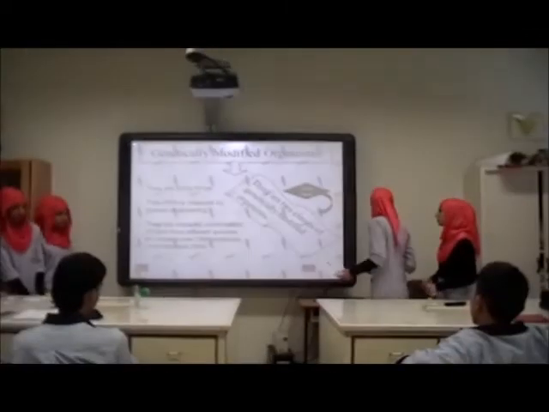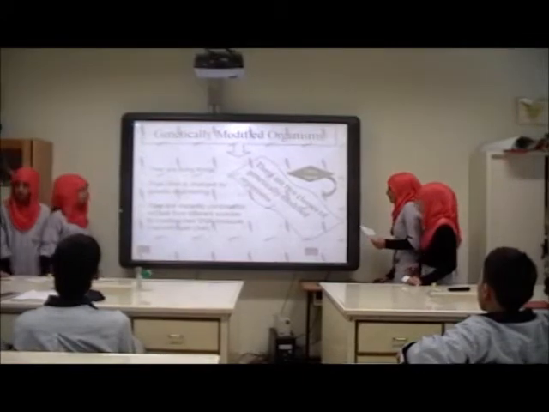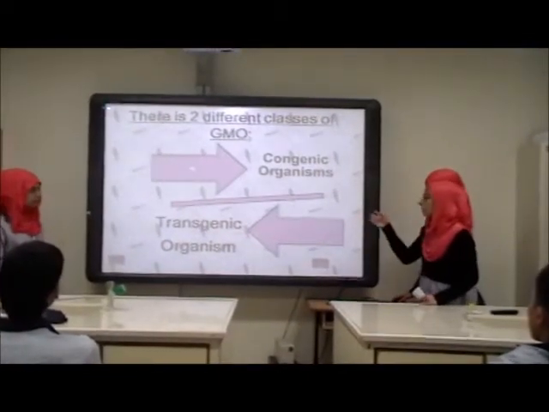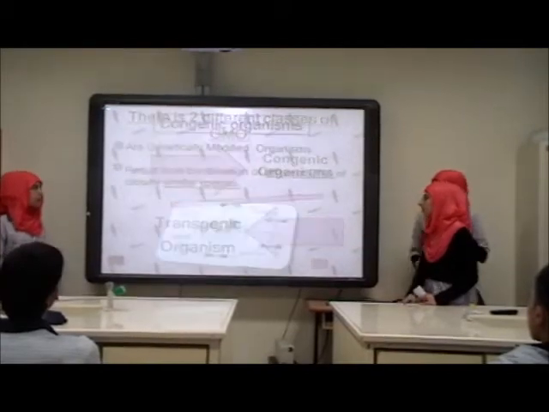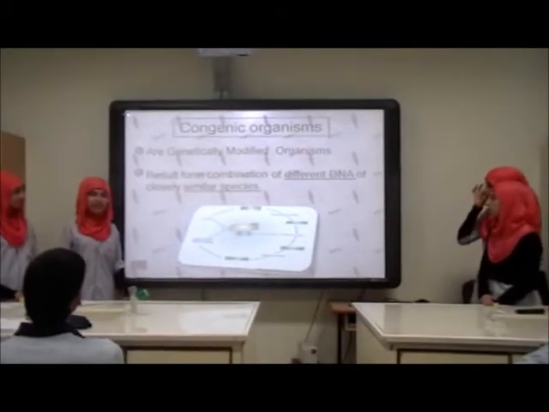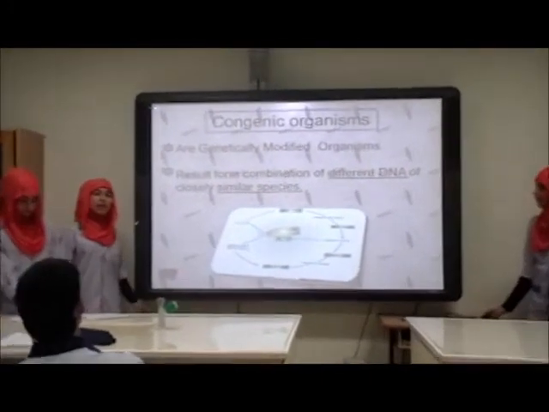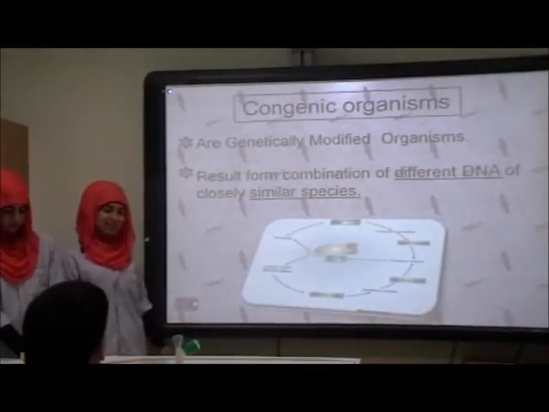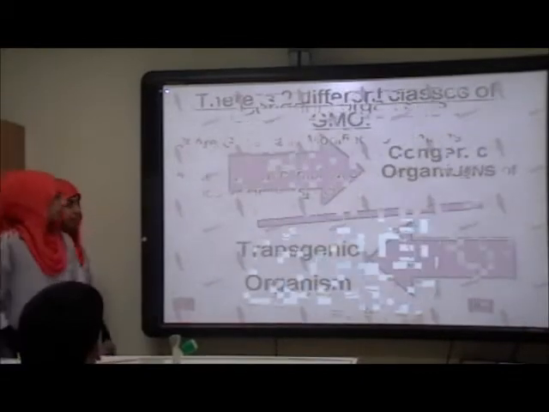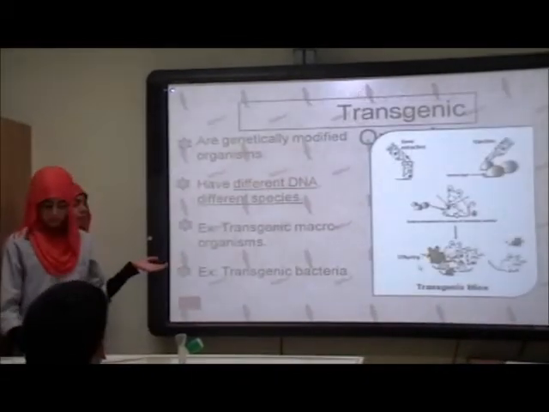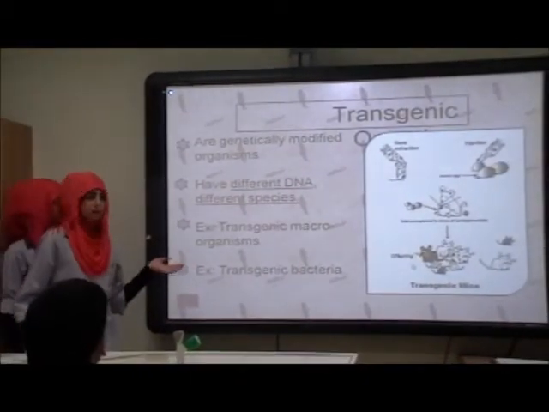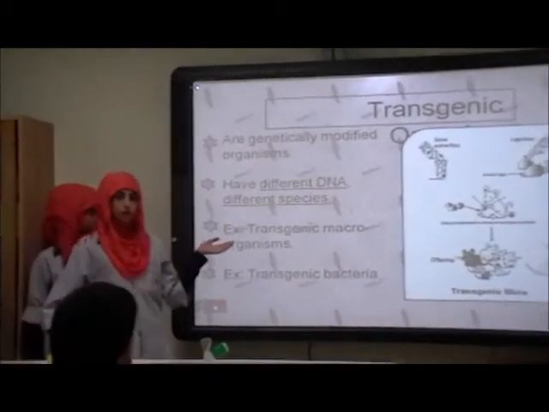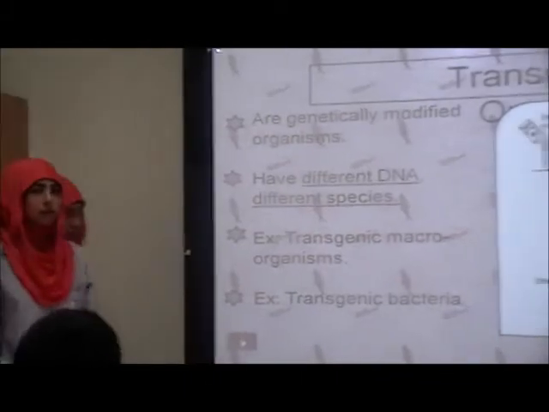There are two classes of genetically modified organisms: congenic organisms and transgenic organisms. Congenic organisms are genetically modified organisms that result from a combination of different DNA of closely similar species. Transgenic organisms are genetically modified organisms that have different species and different DNA. Examples: transgenic microorganisms and transgenic bacteria.